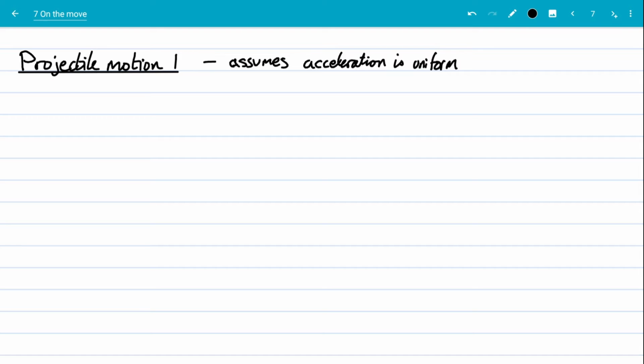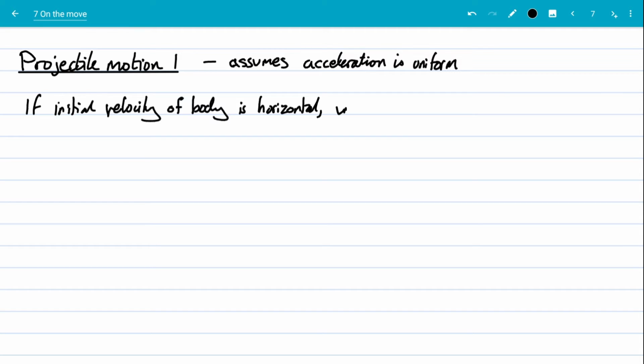So if initial velocity of body is horizontal, we call it horizontal projection.